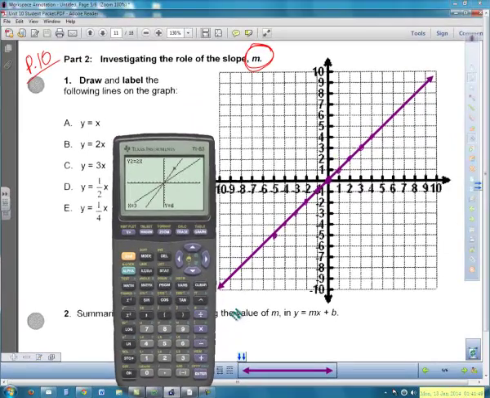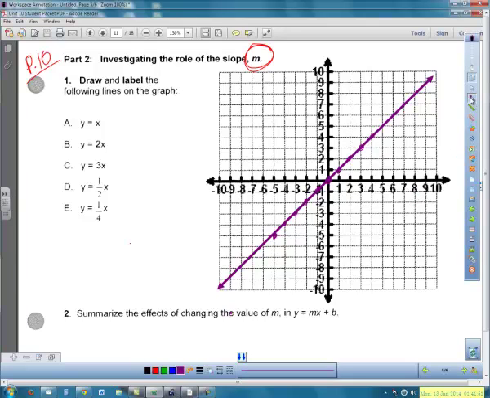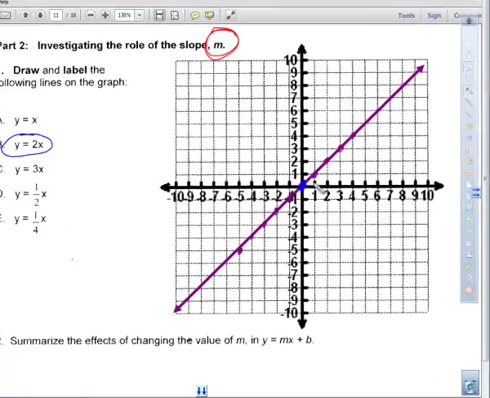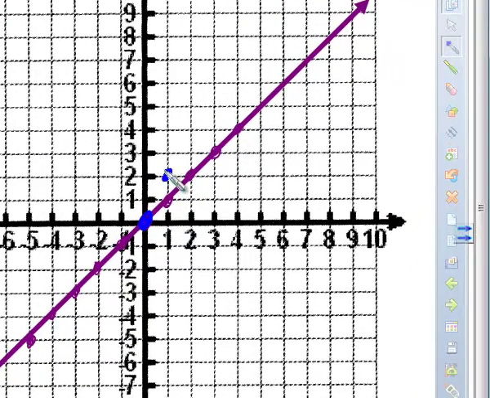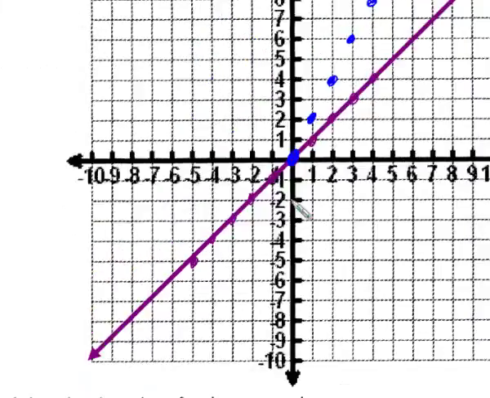Okay, so I'm going to go ahead and plot those points over here. I have an origin right here. And then when x was 1, y was 2. And then 4, 6, 8. Negative, it would have gone the same way.